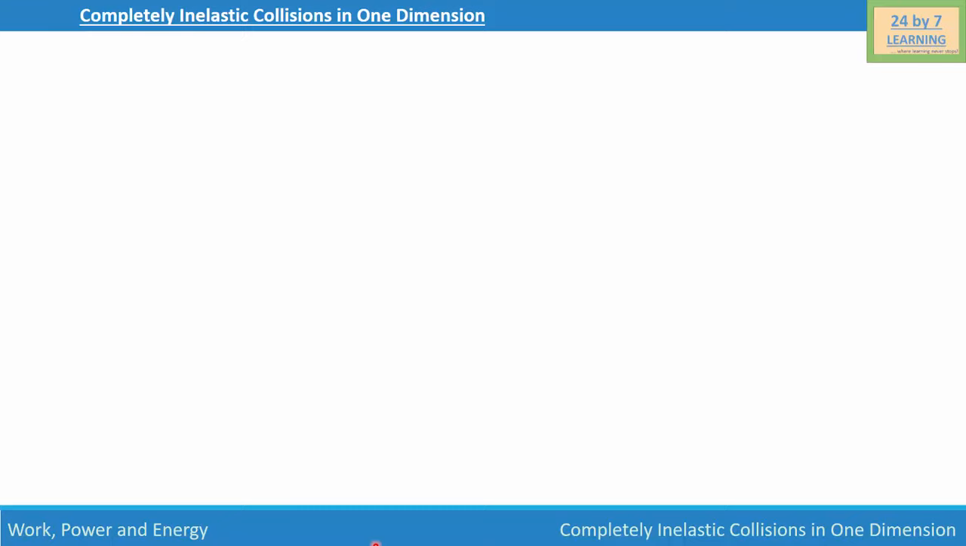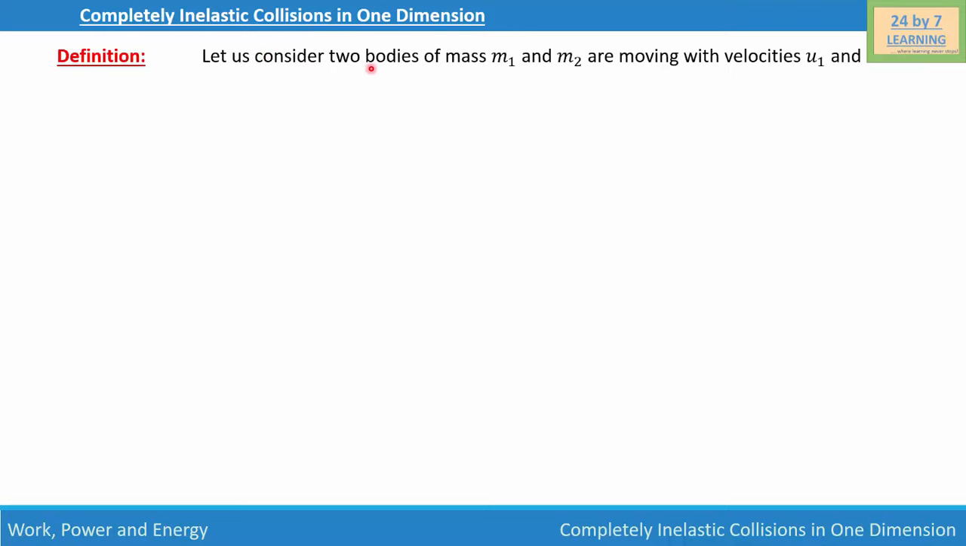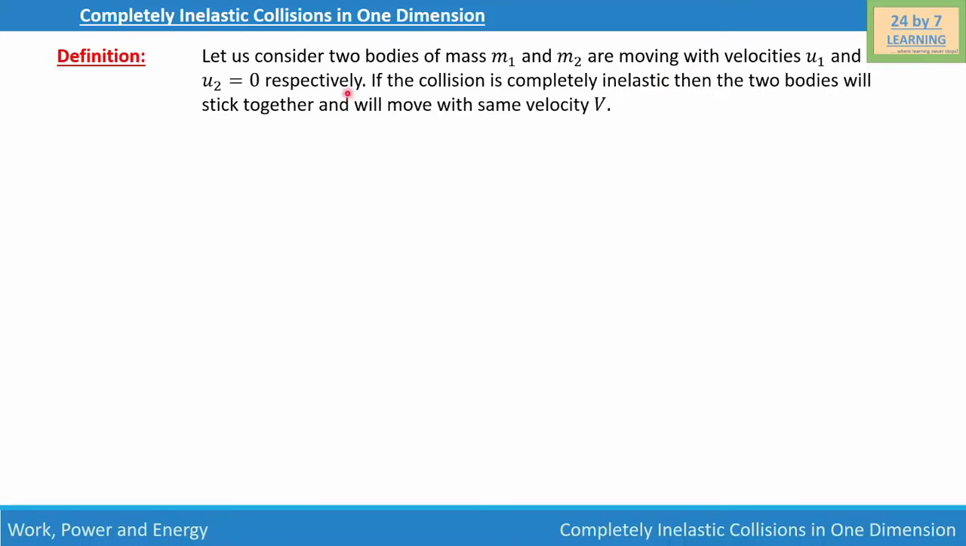In this video, we are going to talk about completely inelastic collisions in one dimension. So let's begin. Let us consider two bodies of mass m1 and m2 moving with velocities u1 and u2 respectively, where u2 is equal to 0, which simply means that the second body is at rest.